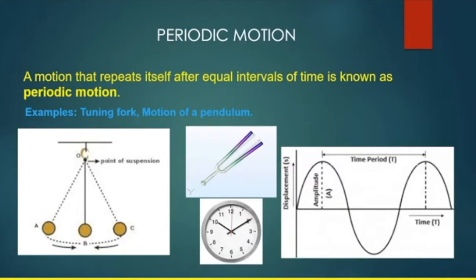Like in a pendulum, the bob is moving from point A to point B and then point B to point C, and then it goes back to B and then A, and this motion repeats itself in a particular interval. Here in the graph you can see that the displacement is increasing with time, and then after a certain interval it is decreasing, and then following the same trend after a certain interval. That interval is called a time period.